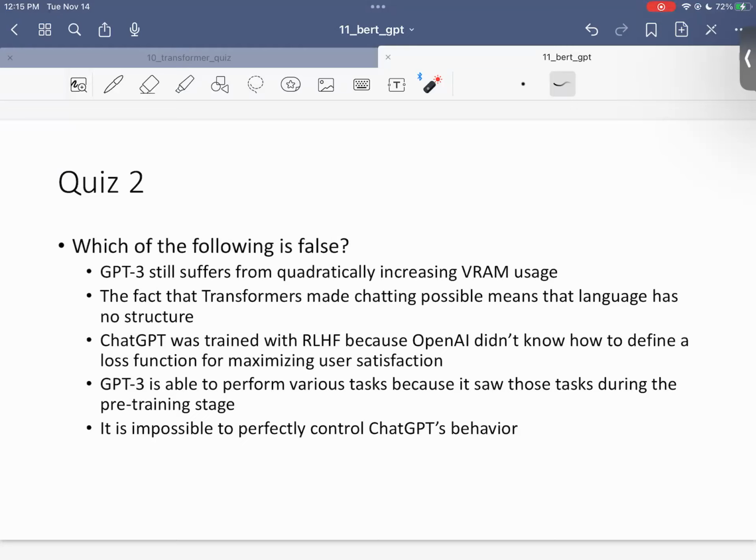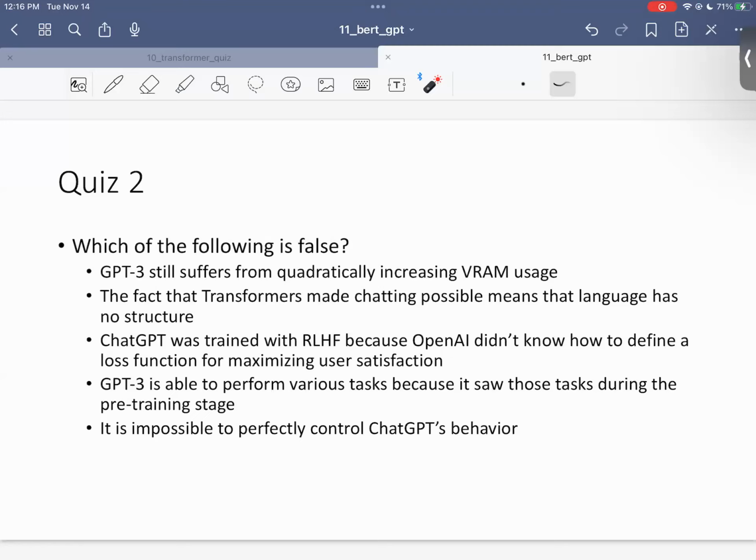Number 3, ChatGPT was trained with RLHF because OpenAI didn't know how to define the loss function for maximizing user satisfaction. That is exactly what I said during steps 1, 2, 3. You don't know what kind of answers will satisfy human preference. You can't write that as a loss function. That is why you can only learn it from reinforcement learning. Actually, that is a bit of a big claim, but it is probably the easiest way to learn it.